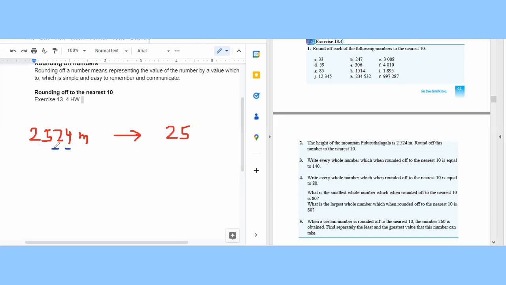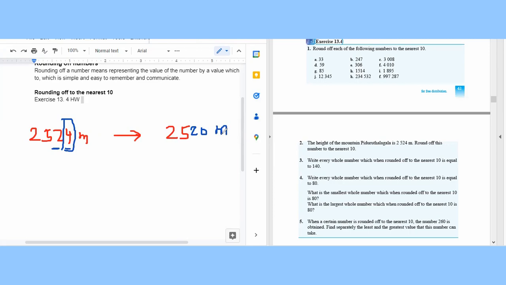First you look at the tens column, it is 2. Then you move on to the ones column, it is 4. So 4 is less than 5, so you round down. When you round down, you move to the previous multiple of 10. So that is 2,520. So 2,520 meters is the height of the Pidurutalagala mountain.